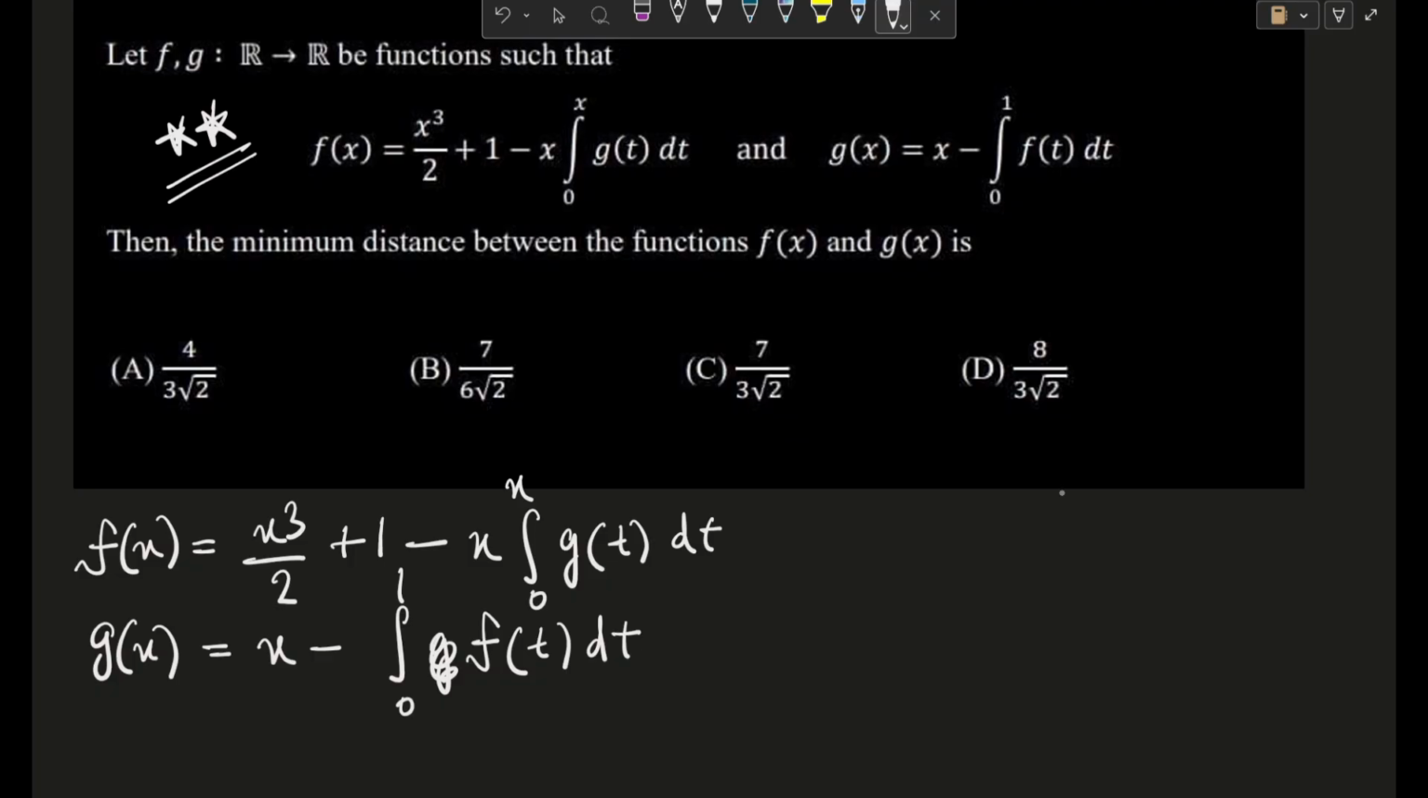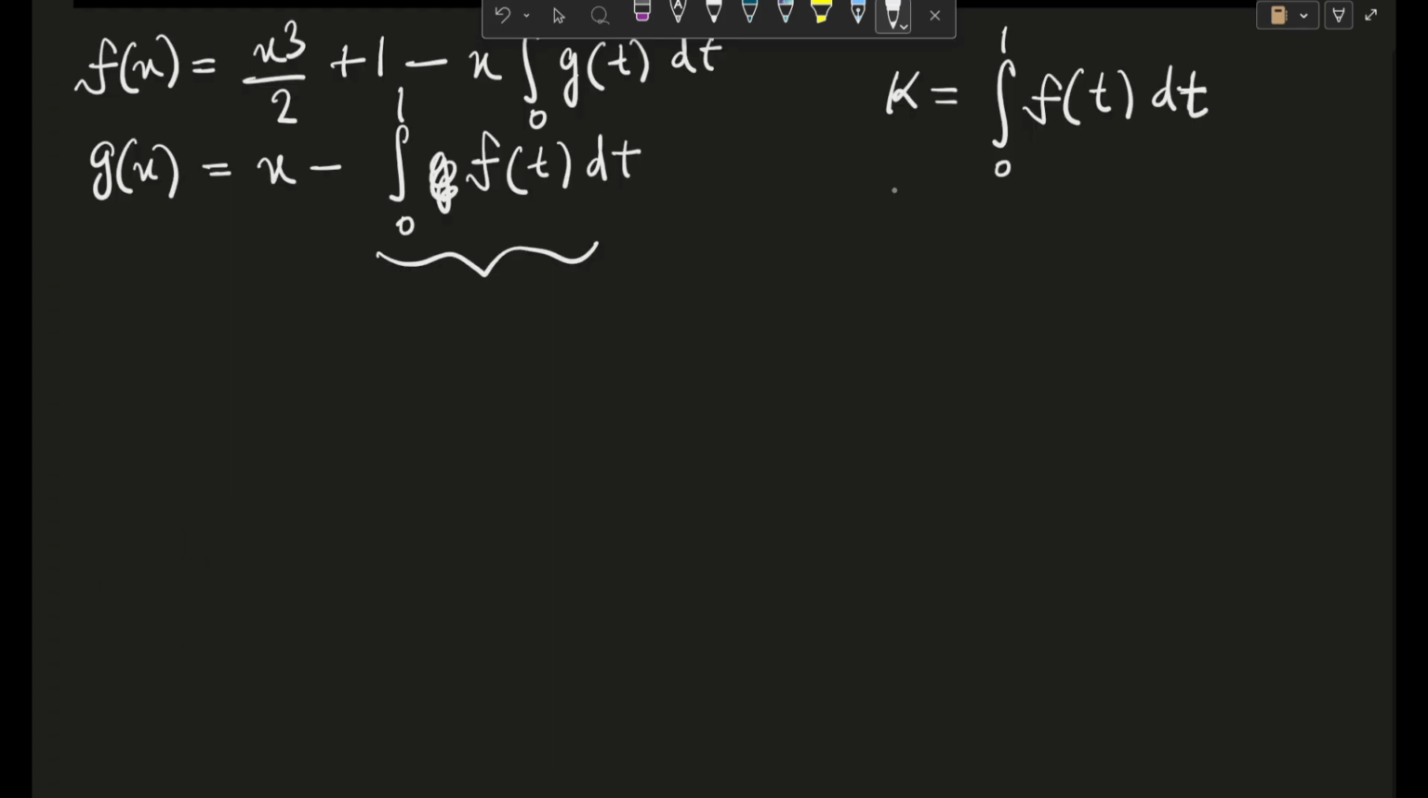What is playing in my mind is that this thing is a constant. The integral from 0 to 1 of any function will be a constant. So let's take k as a constant equal to the integral from 0 to 1 of f(t) dt. Now I'm changing the page guys because I don't have space here. After doing this substitution, g of x for the time being becomes x minus k. Now we need to put this in f of x and find out.